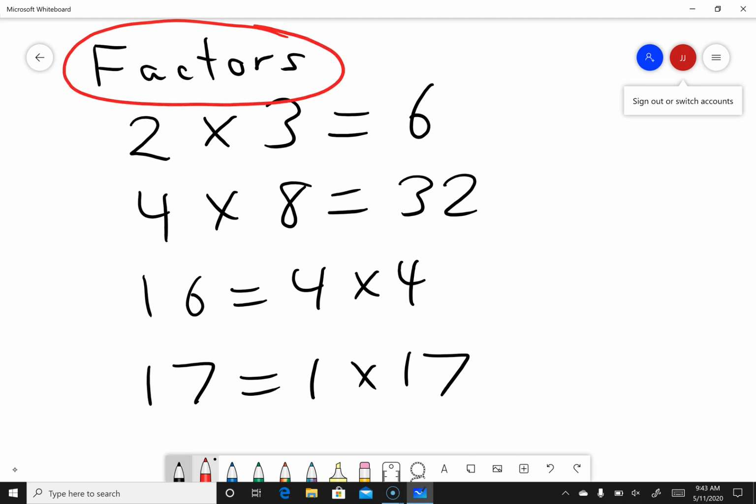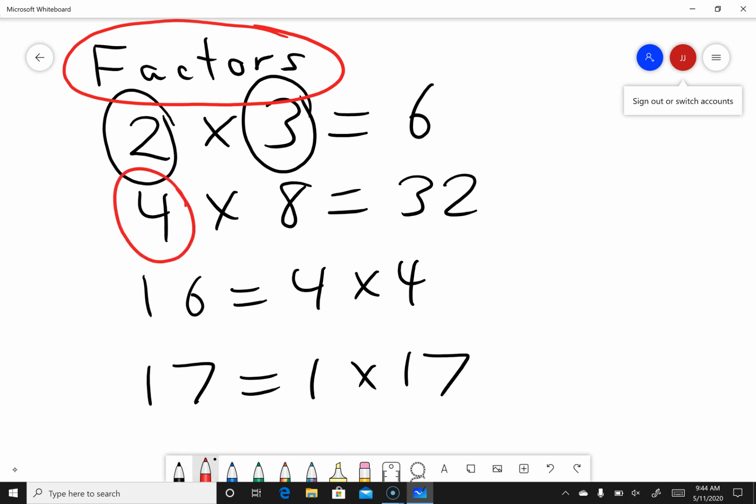A factor is a number that you can multiply by another number to give you a third number. Here is an example. 2 and 3 are both factors of 6 because 2 times 3 equals 6. 4 and 8 are both factors of 32 because 4 times 8 equals 32.